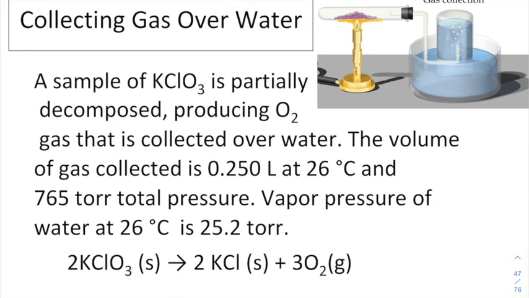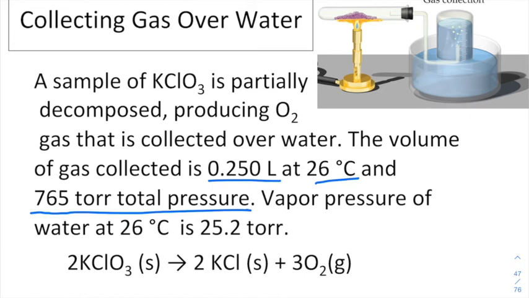And here we have a sample of potassium chlorate of exploding gummy bear fame, if you all remember the first day of class. It's partially decomposed, producing oxygen gas that's going to be collected over the water. The volume of gas collected is 0.250 liters, and we're at 26 degrees Celsius. And we have a total pressure of 765 torr.